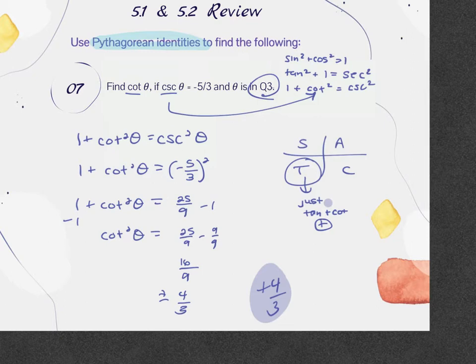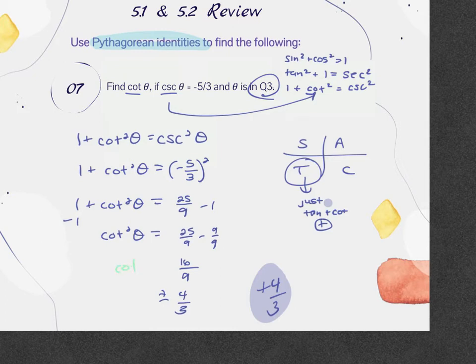So the 3 are sine squared plus cosine squared equals 1, tangent squared plus 1 equals secant squared, and 1 plus cotangent squared equals cosecant squared. That's the one we need because we're doing cotangent and cosecant. So 1 plus cotangent squared equals cosecant squared. The cosecant is what's given this time, negative 5/3. 1 plus cotangent squared equals negative 5/3 squared, which becomes 25/9. Subtract the 1, and I get 25 minus 9, which is 16/9 equals cotangent squared.